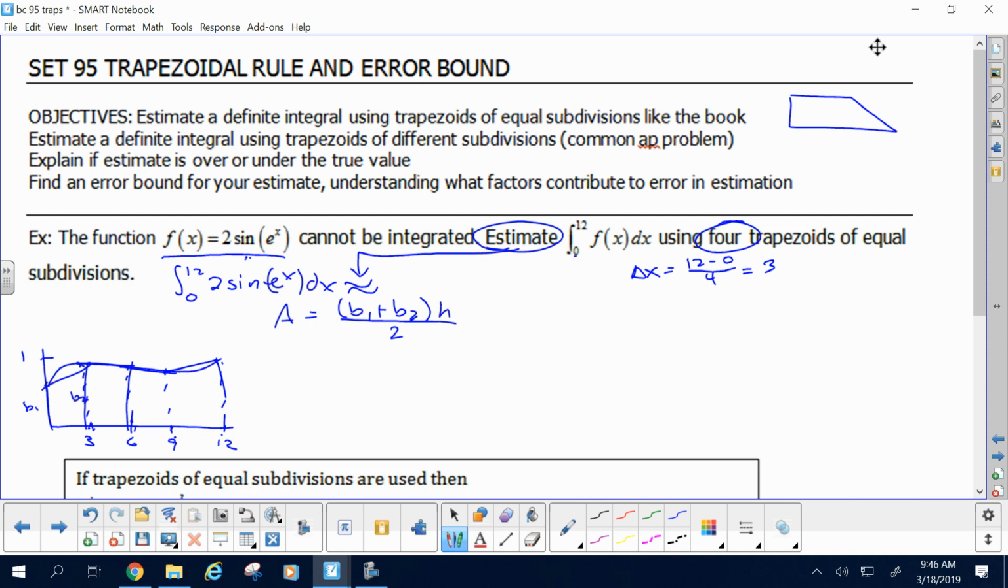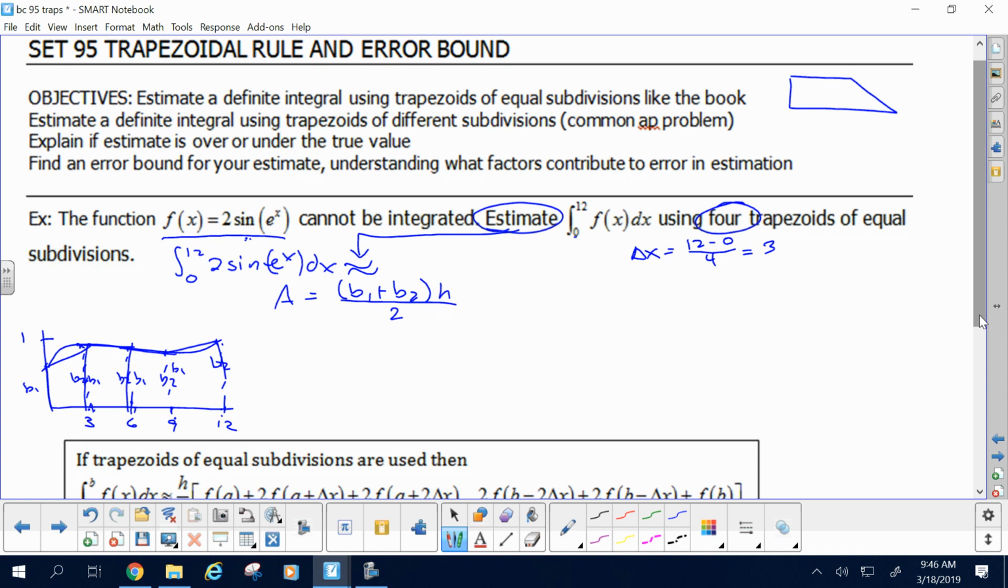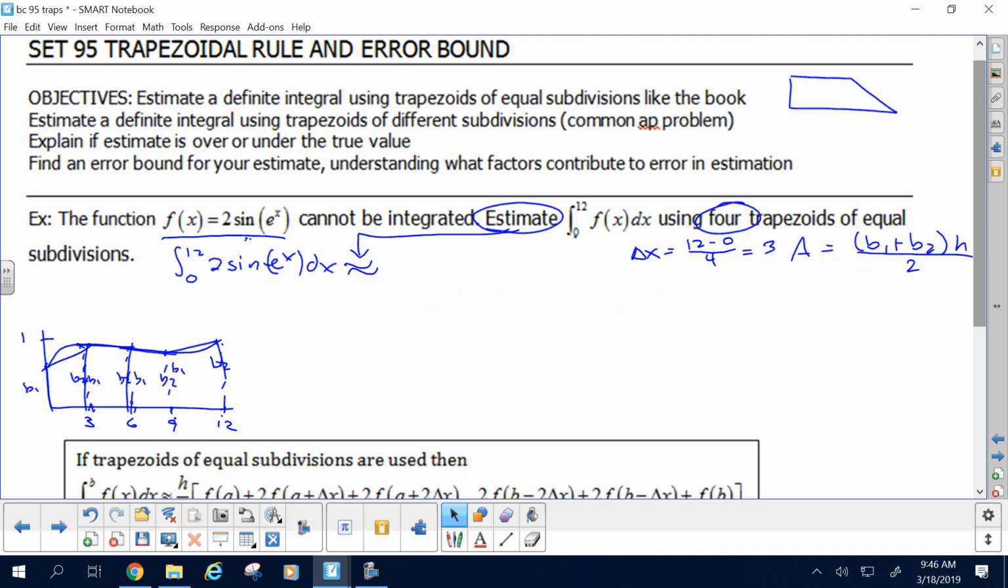The next trapezoid will have its own base 1 and base 2, and then another base 1 and base 2, and another base 1 and base 2 until we're done. We'll do a little bit of organizing, and there's a little bit of combining like terms to be had here. I should have put this off to the side because that's just side notes here.